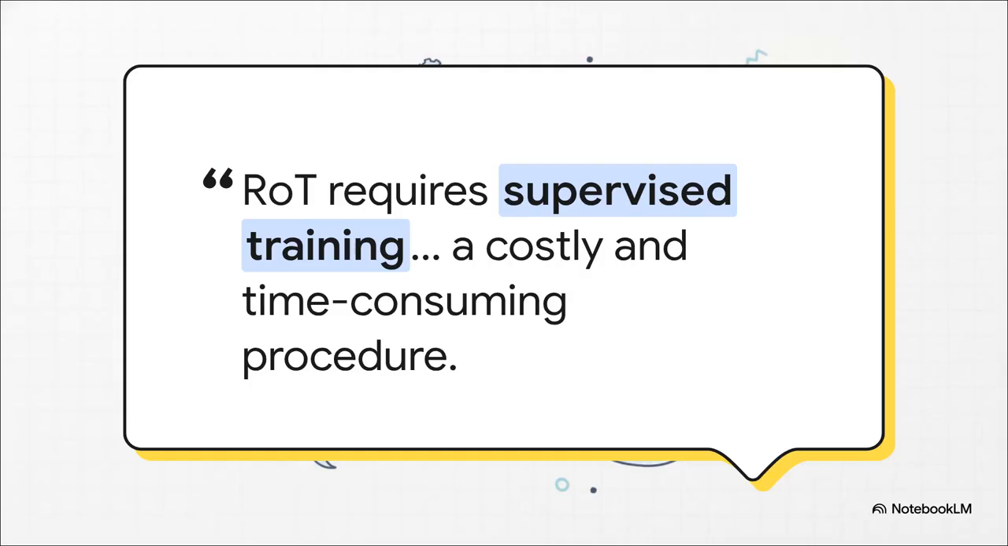To quote the source material directly here, RoT requires supervised training before you can use it to run inference. This can be a costly and time-consuming procedure. So yeah, you can't just flip a switch or type a magic phrase to make your language model think recursively out of the box. You absolutely have to put in the time, data, and resources to train it first.